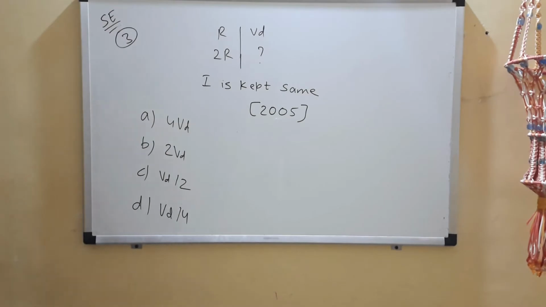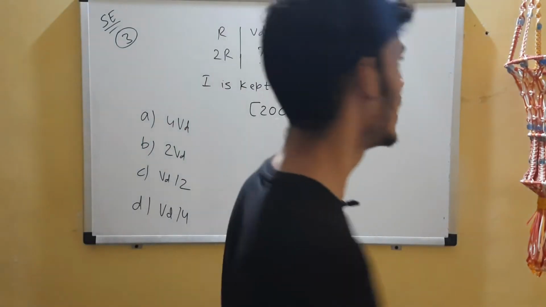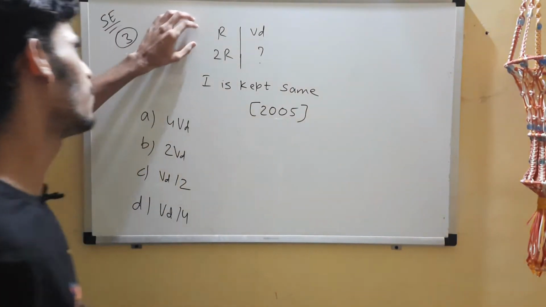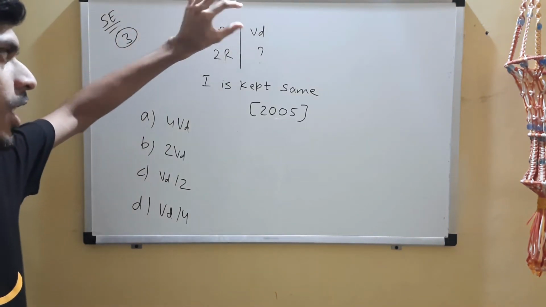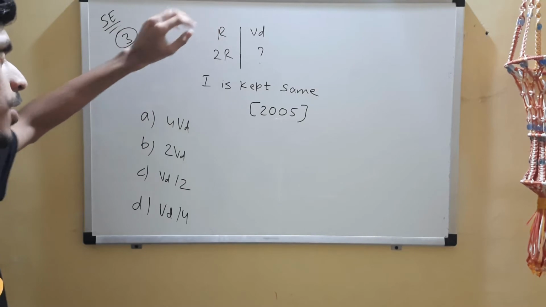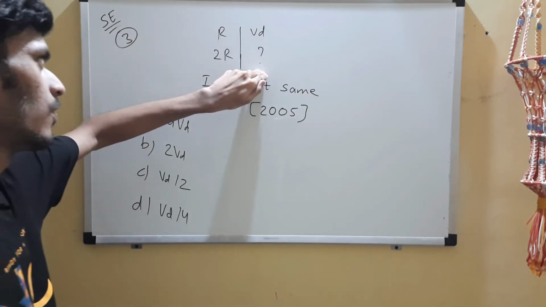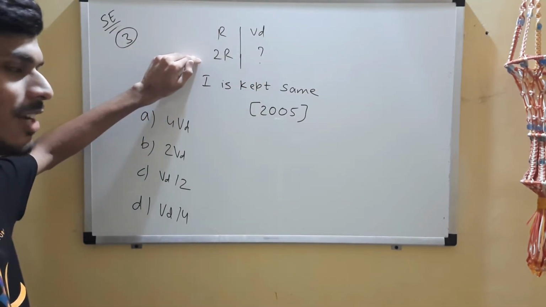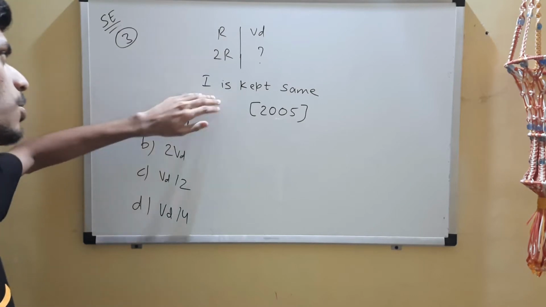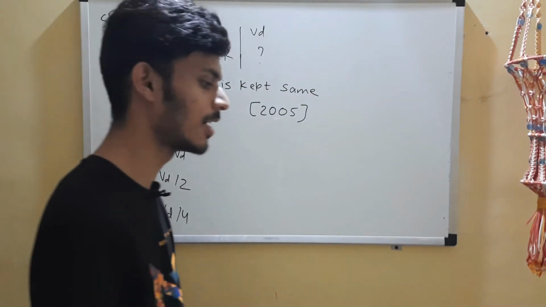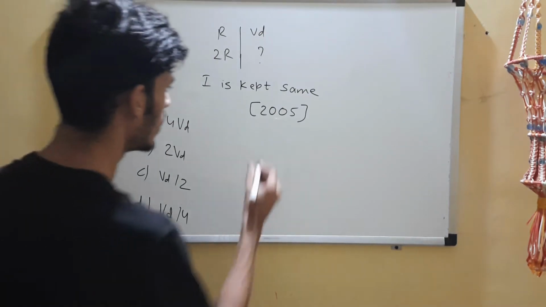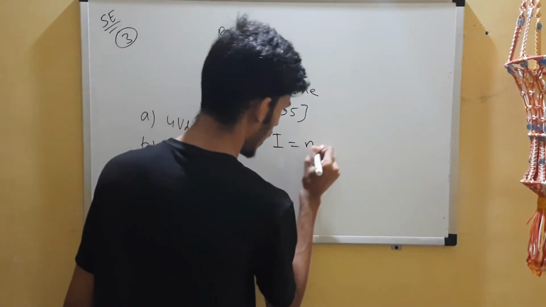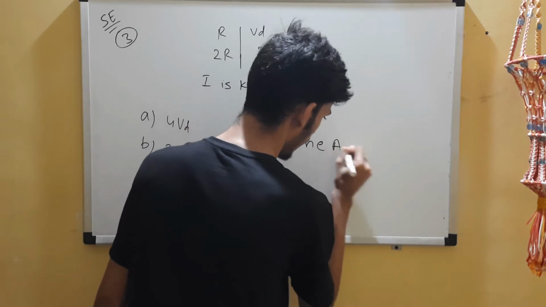So question 3 over here, again a very simple question. In this question you are told that for a wire of radius r, the drift velocity is Vd. You are supposed to tell what will be the drift velocity for a wire of radius 2r. It is also told that the current in both the wires is kept same. So the relation that we are going to use over here is I equals NeAVd.